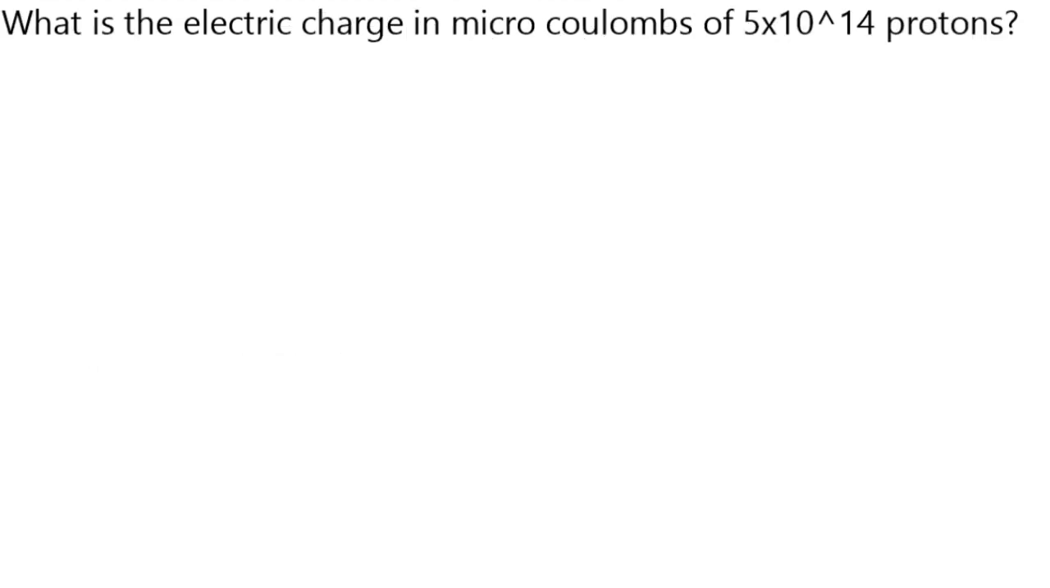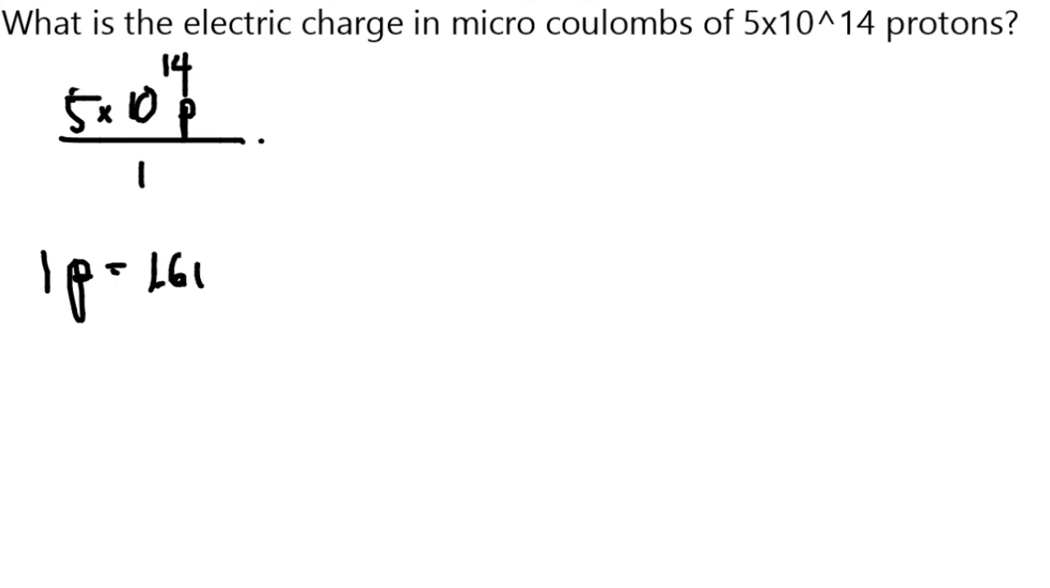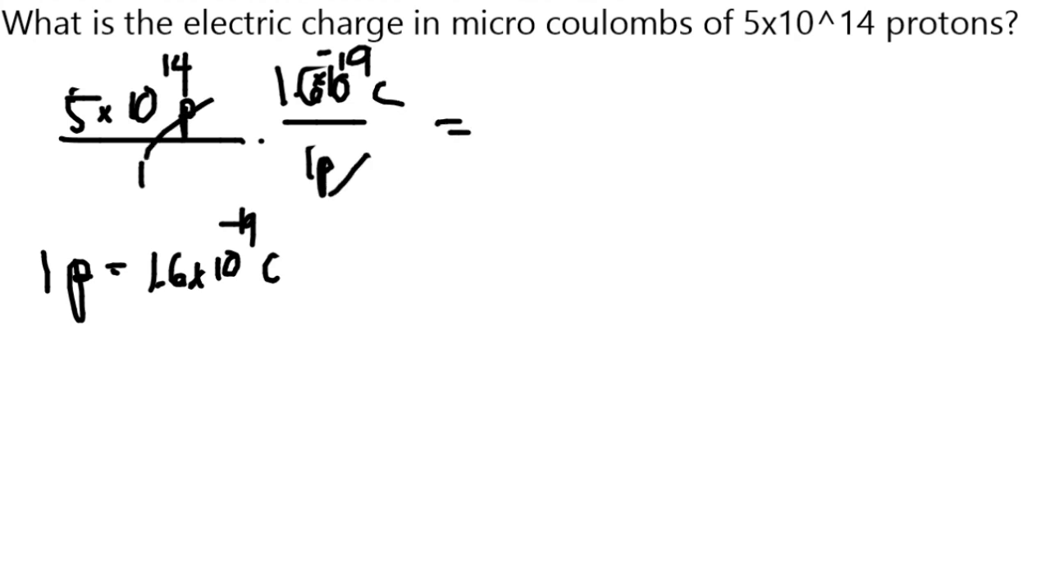Now let's do this. What is the electric charge in microcoulombs of 5 times 10 raised to the 14 protons? So we do have 5 times 10 raised to the 14 protons, which is so many, right? It's around a quadrillion. So one proton, we all know that its electric charge is going to be 1.6 times 10 raised to the negative 19 coulombs. So we can just put it in such a way that the protons will cancel. The unit protons will cancel.